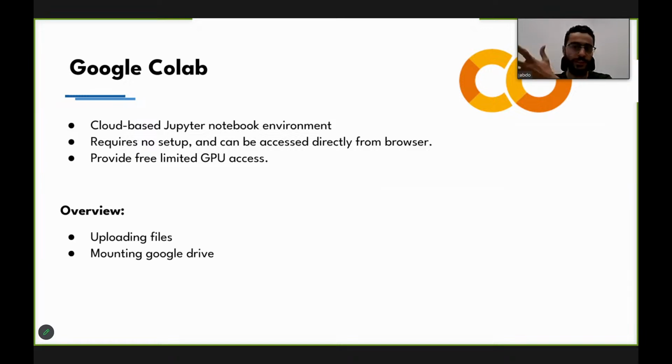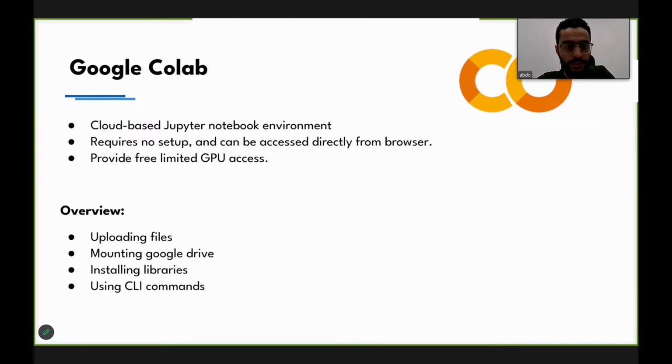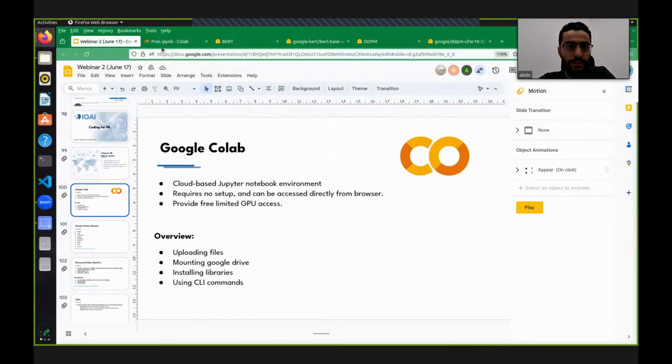We're going to cover these points now: how to upload a file, how to mount your Google Drive so you can use the data you have on your drive or save stuff, how to install libraries in Colab, and how to use the command line. So let's quickly go to the Colab tab.